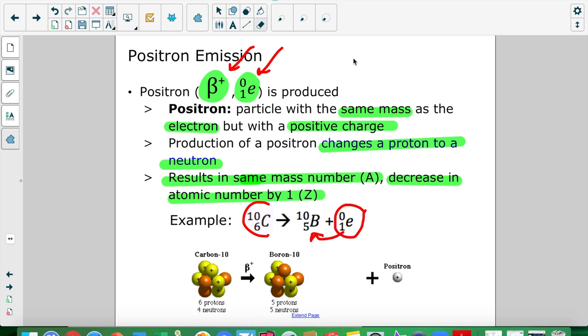And what's going to happen? Well, as I told you before, the atomic number is going to decrease by 1, and the mass number is going to stay the same. Why is it decreasing by 1? Because if you check this out, 5 plus 1 equals 6, and 10 plus 0 equals 10. So remember that the atomic number and the mass number, initially and finally, should be the same, or should be conserved.